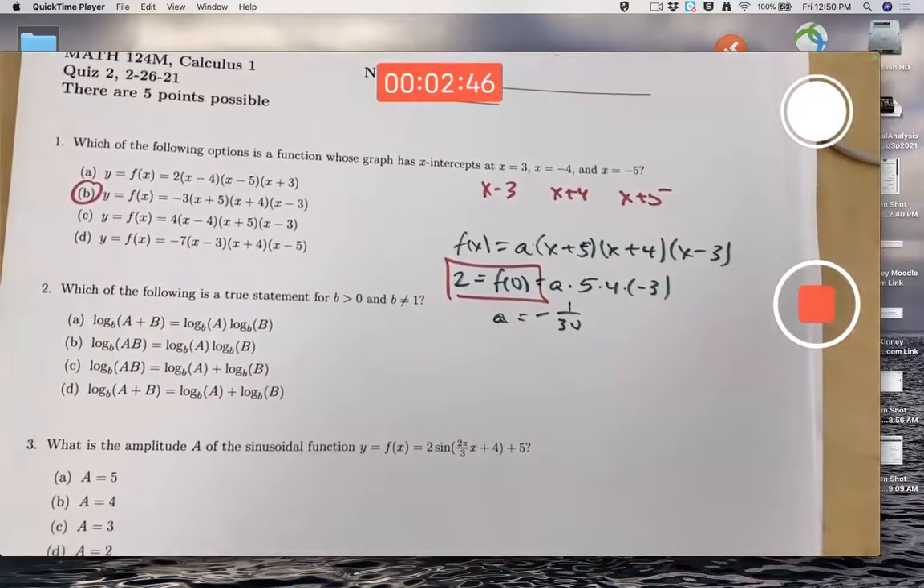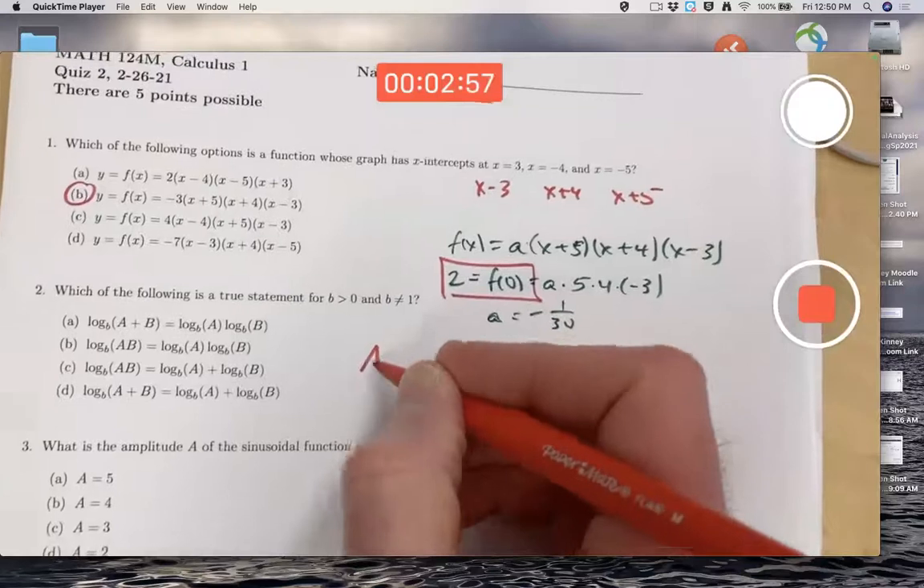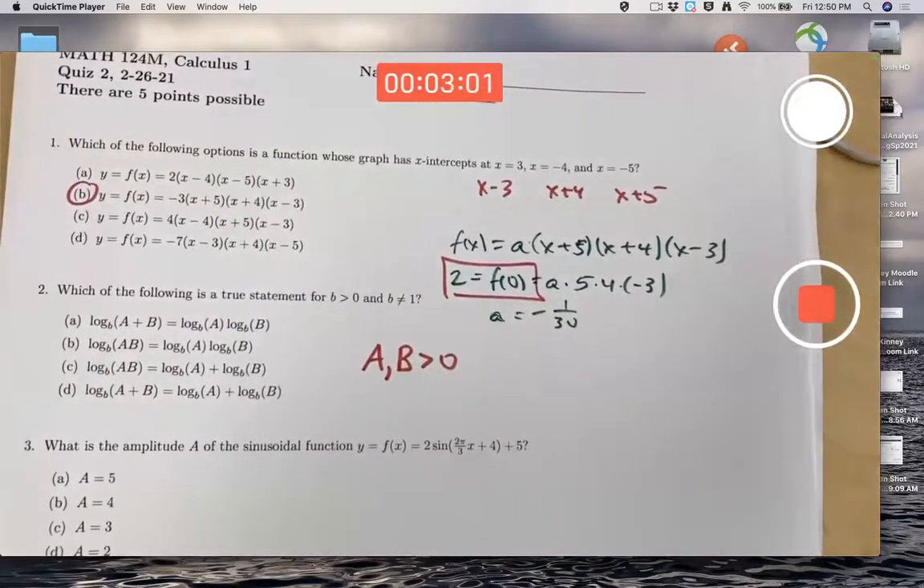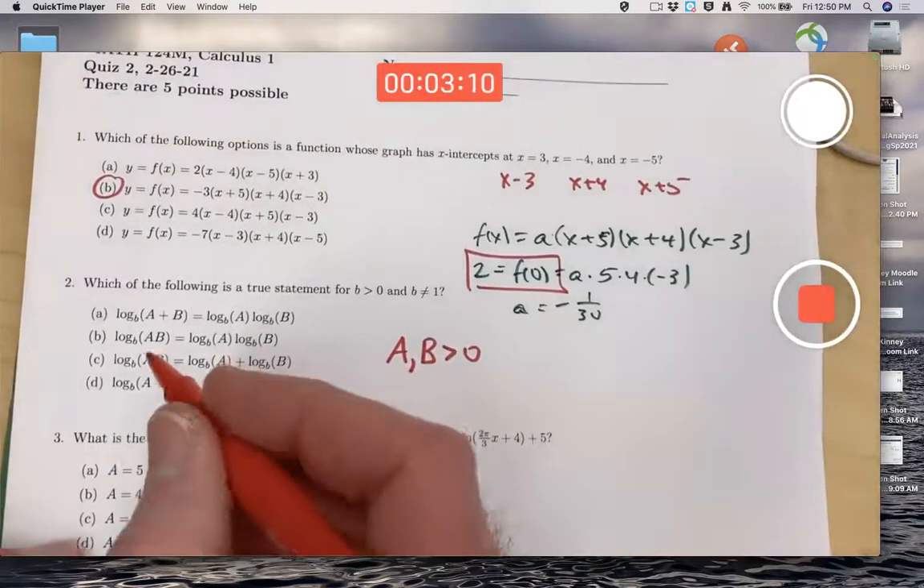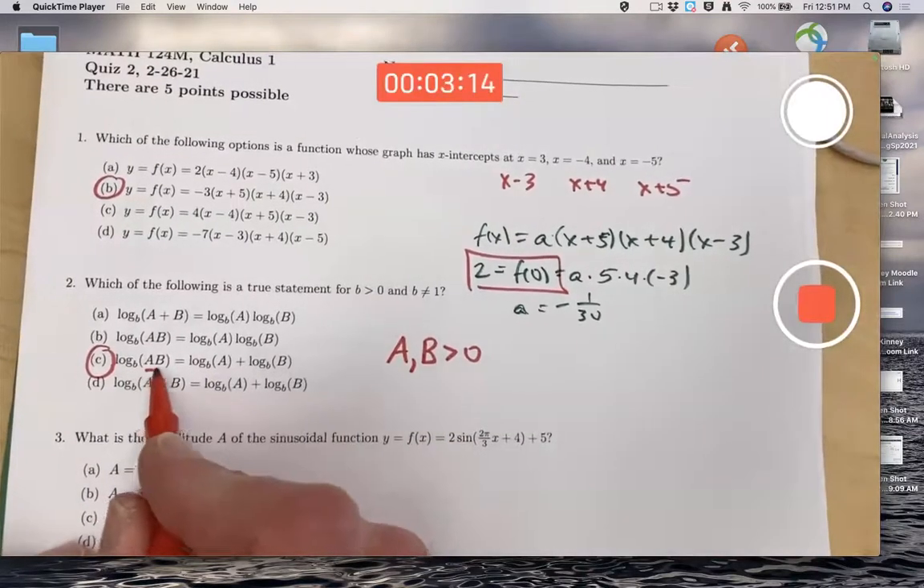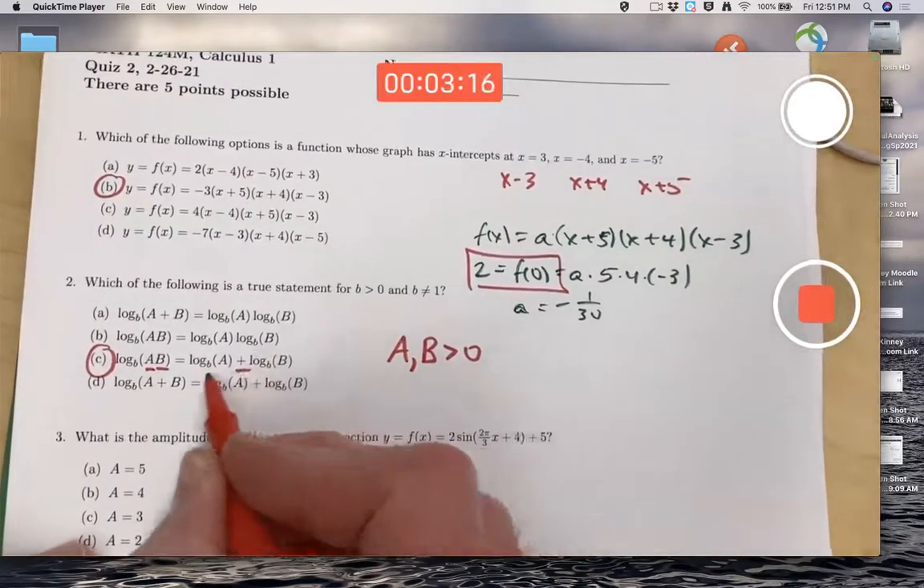Number 2, which one's the true statement when B is positive and not 1, little b? I actually should have said a little bit more here. This is not stated in the best way. I should have also said capital A and capital B are positive as well. But that would be understood, since one of these has to be right, so that must be the implicit assumption. And the correct one is that the log of a product is the sum of the logs. That's C. The log of the product, A times B, is the sum of the two logs.